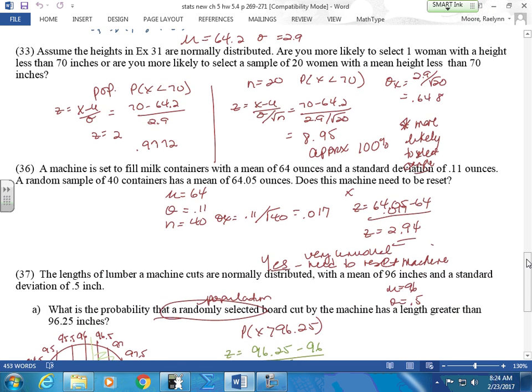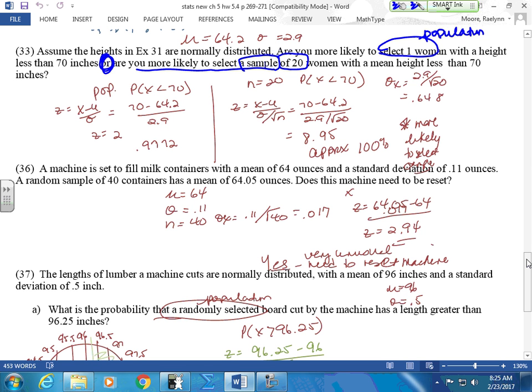Okay. 33. Assume the heights in 31 are normally distributed. Okay. Are you more likely, and this is a very, very good question. If any other question, make sure you understand this one. Are you more likely to select one woman with a height less than 70 inches from, I'm only selecting one woman, this comes from my population because it doesn't say select a sample, or are you more likely to select a sample of 20 with a mean height less than 70?